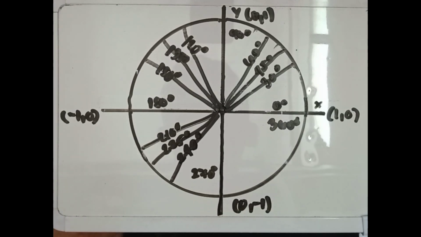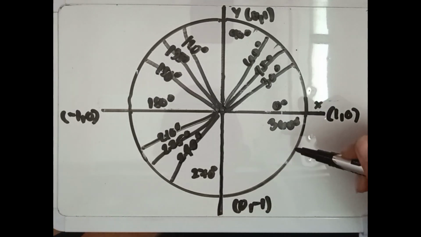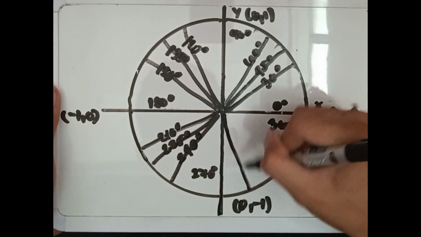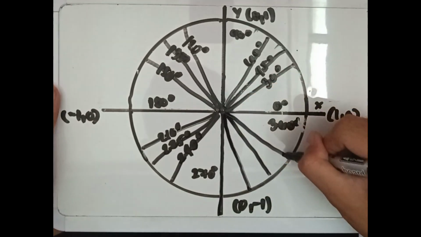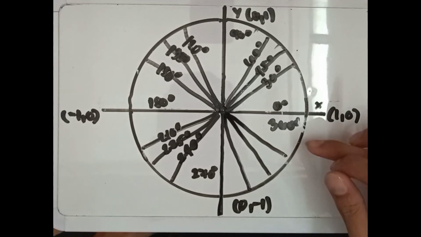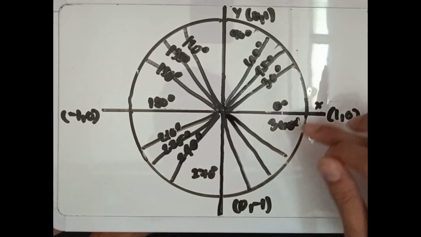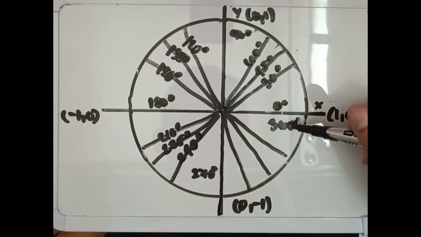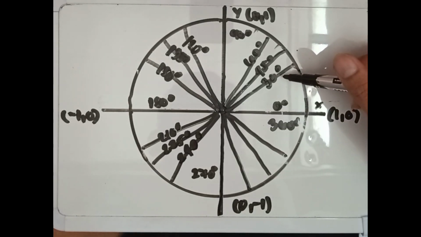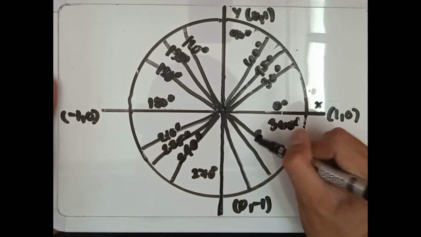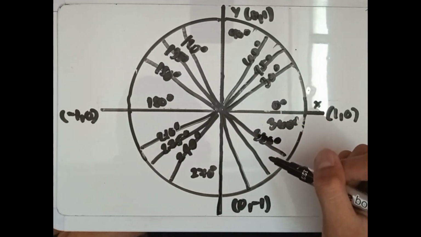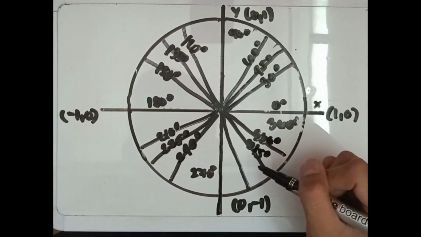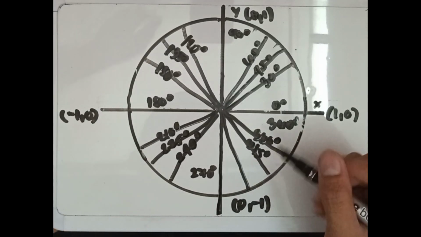Now let's move on to the fourth quadrant. In order to get the values of the fourth quadrant, we need to use 360. We need to subtract the first quadrant angles from 360. 360 degrees minus 30 degrees is equal to 330 degrees. And this one is 315 degrees. And the last one is 300 degrees.